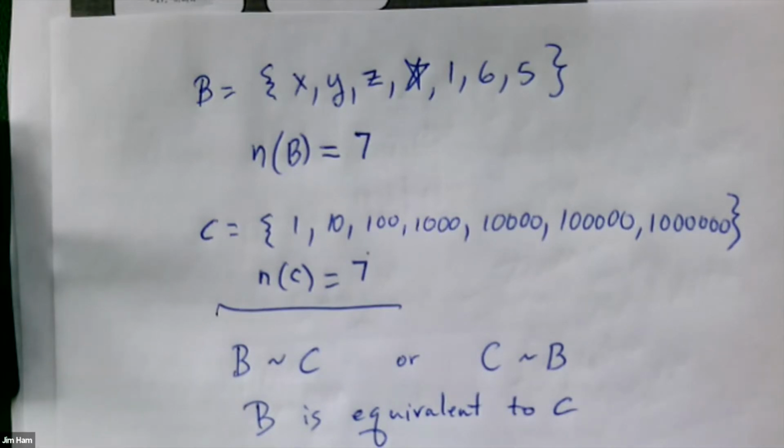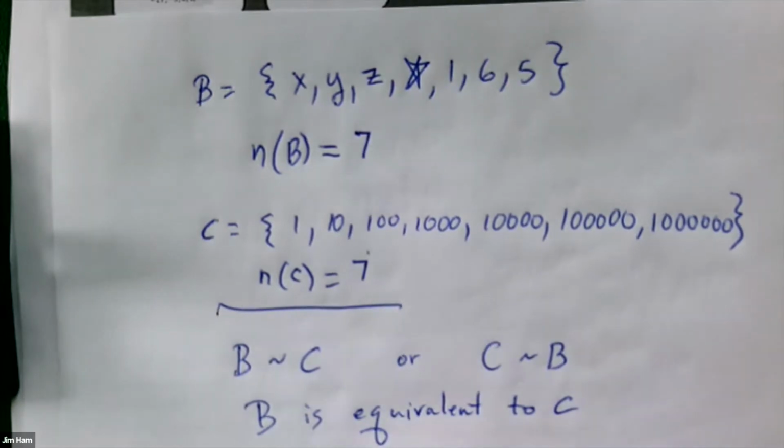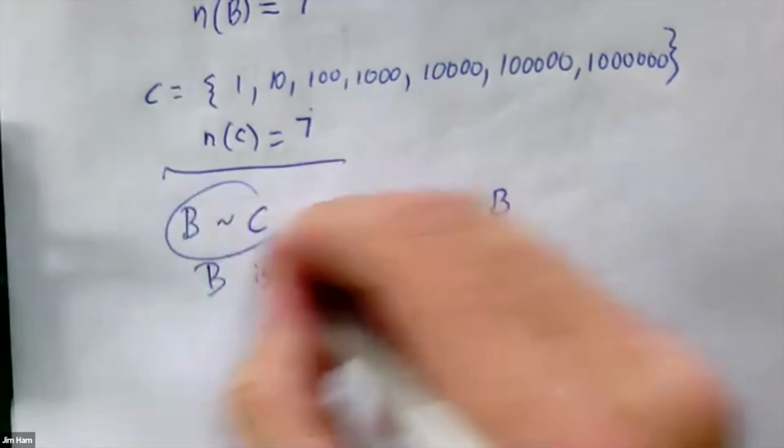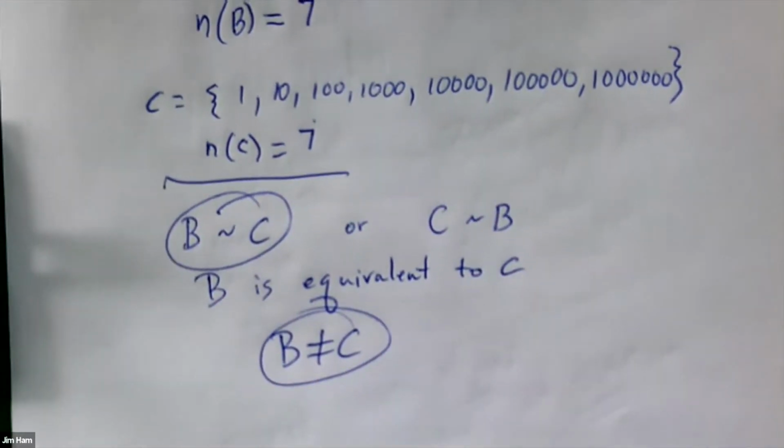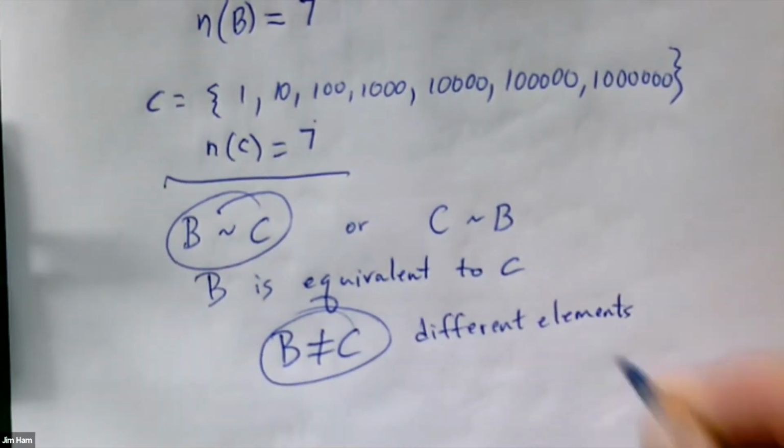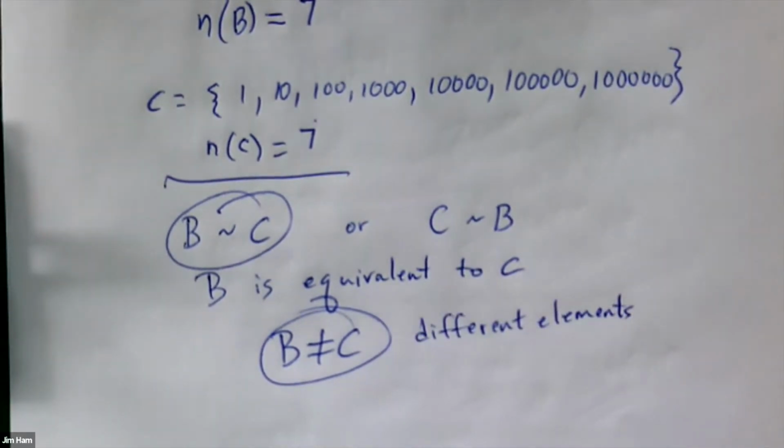Now, equal sets, and that's another definition: two sets are equal if they have all the same elements, exactly the same elements. Now, they don't have to be listed in the same order. But we would say here that B is not equal to C. They're equivalent, but they're not equal. They're not equal because they have different elements. So you see the difference? You're counting for equivalence, you're counting the number of elements, and then for equality you're matching them element for element and making sure that they're exactly the same.